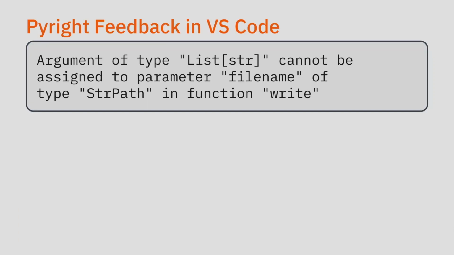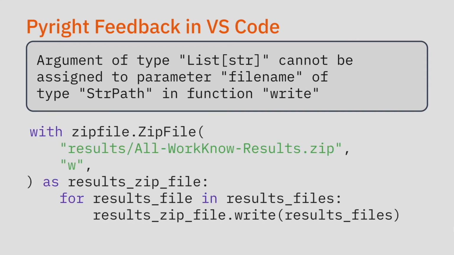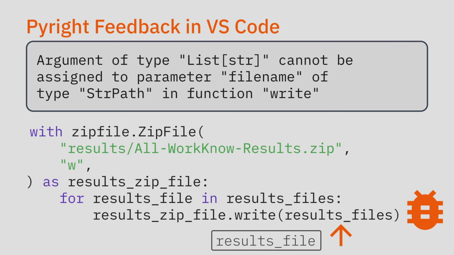Let's take a look at the error message that Pyright shared with me. Notice that it says argument of type list string cannot be assigned to parameter filename of type StrPath in function write. As soon as I read this message, I realized that I needed to focus on the call to the write function and the parameter that I passed to it. I realized that I had made a mistake by passing results files, a list containing strings, instead of results file, the specific file to the write function.